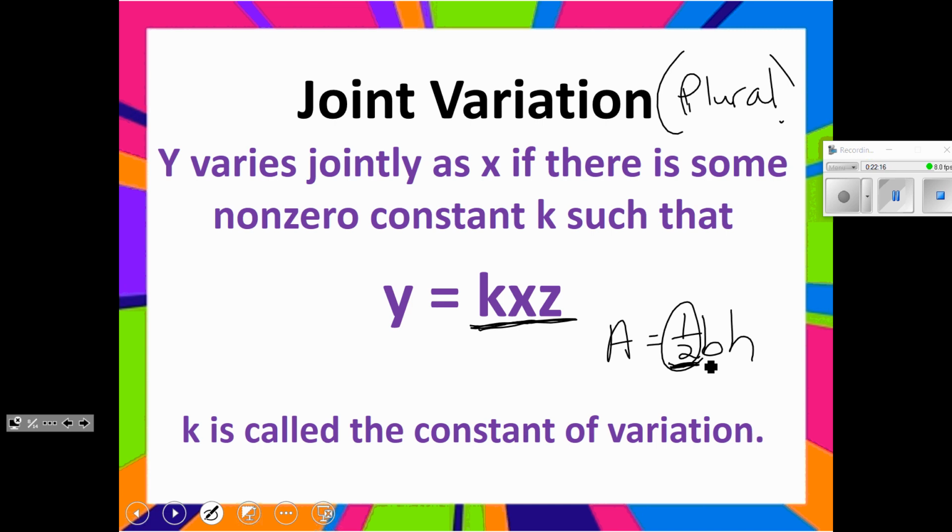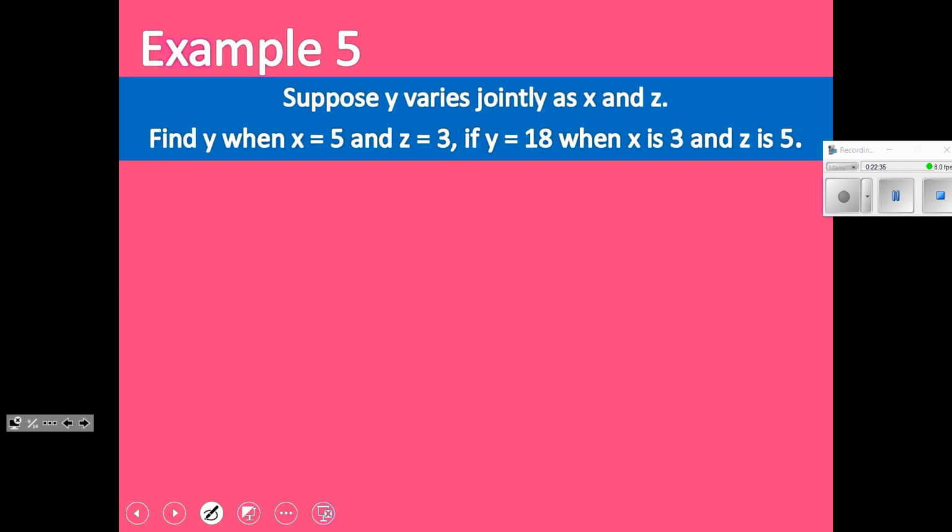Okay? And this would be a joint example because we're not just timesing by one variable, not just by the base, but we are also timesing by the height. We're timesing by multiple variables. So that would be a very good example of joint variation, where you're timesing by multiple variables. Okay? So, let's check this out.